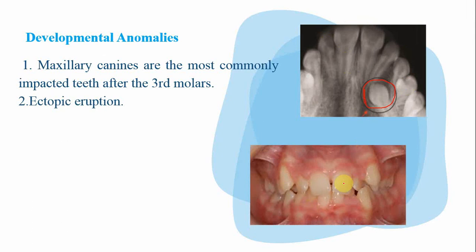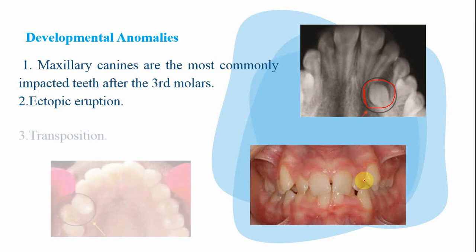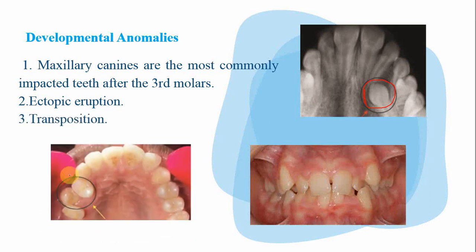Another anomaly is ectopic eruption. Usually the canine can erupt in an abnormal labial or palatal position. And in this case, the patient will need orthodontic treatment to solve this problem. Finally, we can see a transposition of the maxillary canine. Usually, transposition is mainly seen with the maxillary first premolar. Transposition can be defined as the interchange in the position of two permanent teeth located in the same quadrant.